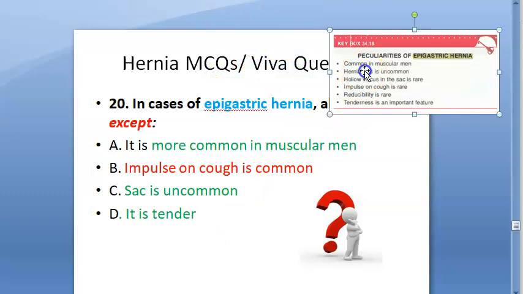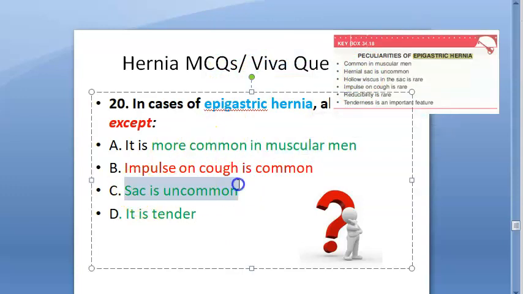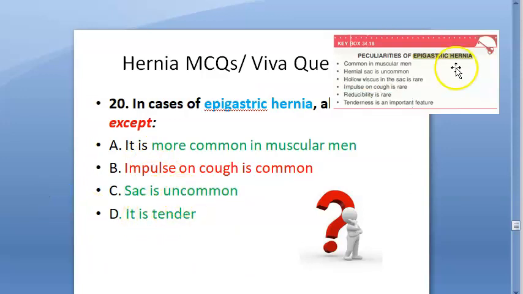So, the peculiarities of epigastric hernia are that it is common in muscular men. The hernial sac is uncommon. The hollow viscus in the sac is rare. Impulse on cough is rare. Reducibility is rare. Tenderness is present. So what are not usually there? Impulse on cough will not be there. Reducibility will not be there. Hollow viscus in the sac also won't be there, or is rare. That's what they mean.